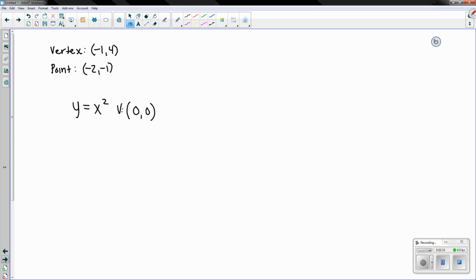So I'm asking myself, if the vertex originates at 0, 0 with the parent function and is now at -1, 4 for this particular example, what transformations would need to be applied to go from 0, 0 to -1, 4? Well, if I'm looking at a coordinate plane, 0, 0 being our origin, and I move over to -1, 4, to slide from that 0, 0 to -1, 4, we can see that we need to go left 1, up 4.